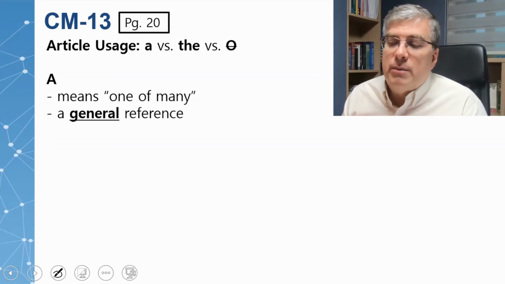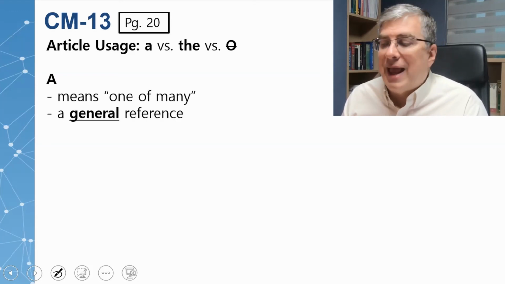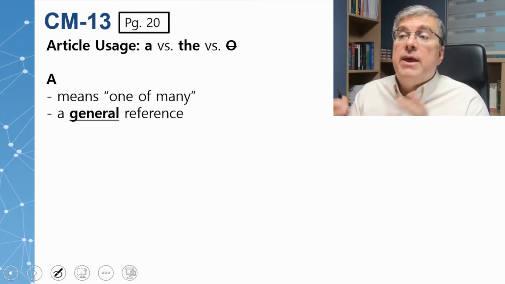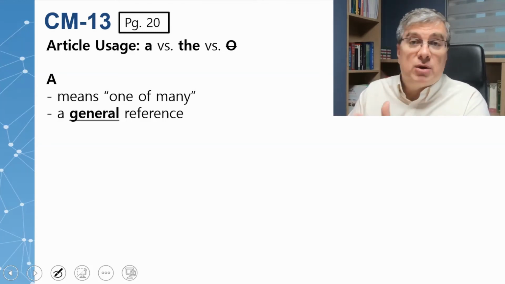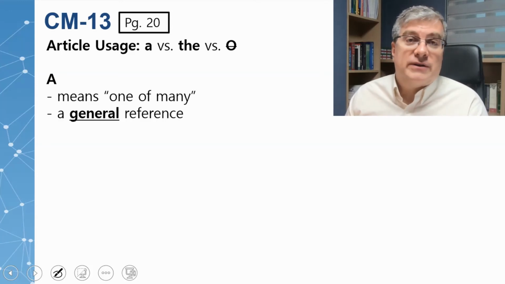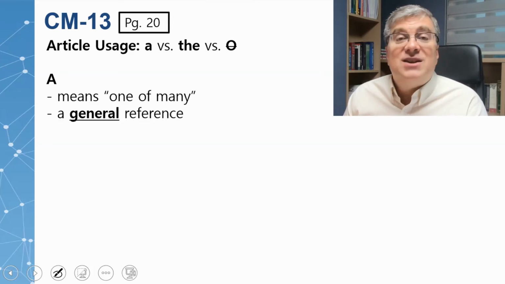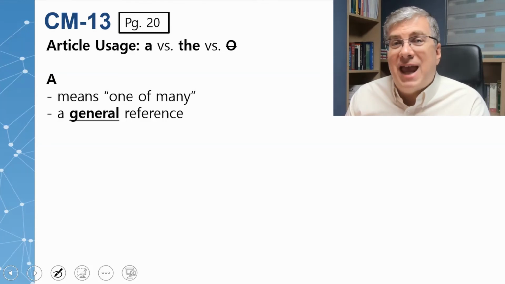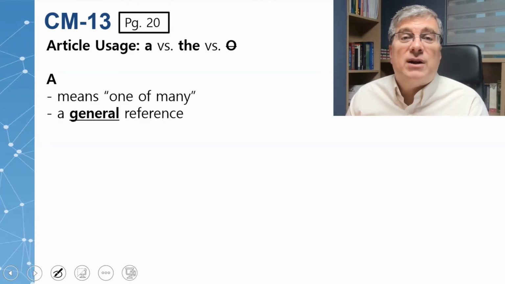First of all, just remember that if you use the article a, it means one of many. There are many things that are similar to this. We have an office where we work. There are many offices. It's just one of many. It's a general reference. When you use a, you're just making a general reference to something.